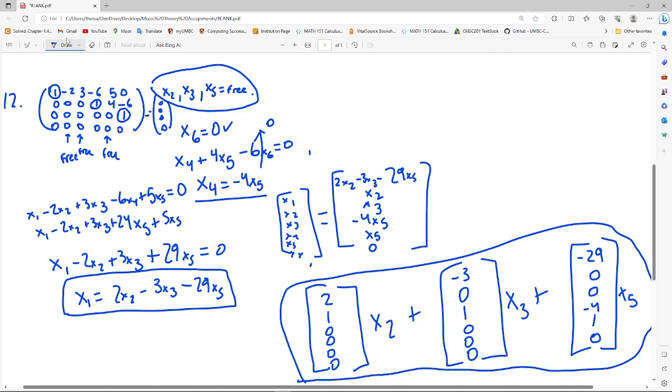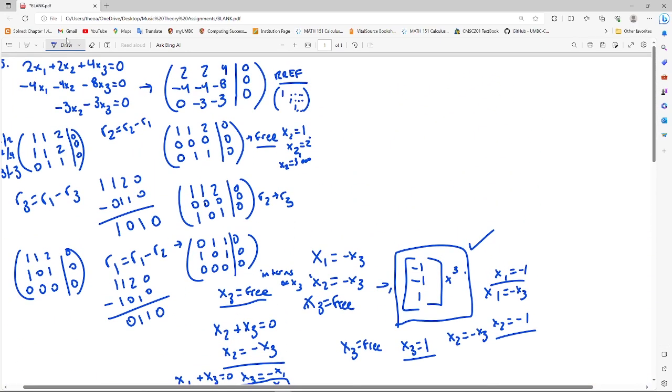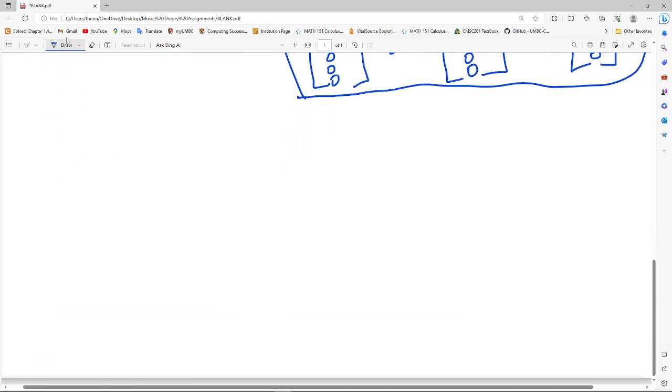This is our answer. So whenever it asks you for parametric vector form, this is what you want to do. Whatever you have in your free variables, that's how many slots you're going to have here. So we have 3 free variables, 3 slots, all in terms of x2, x3, x5. Whatever you have here, you want to get them in terms of your free variables. So that's how you do question 12. I'm going to leave you to do question 10 because you can use the skills that I just applied here and do question 10.